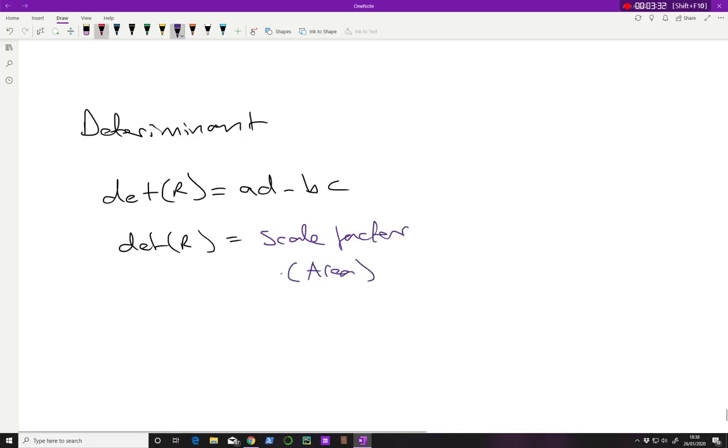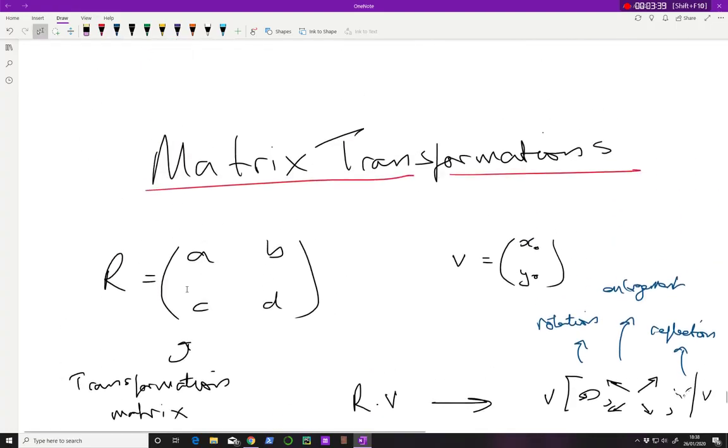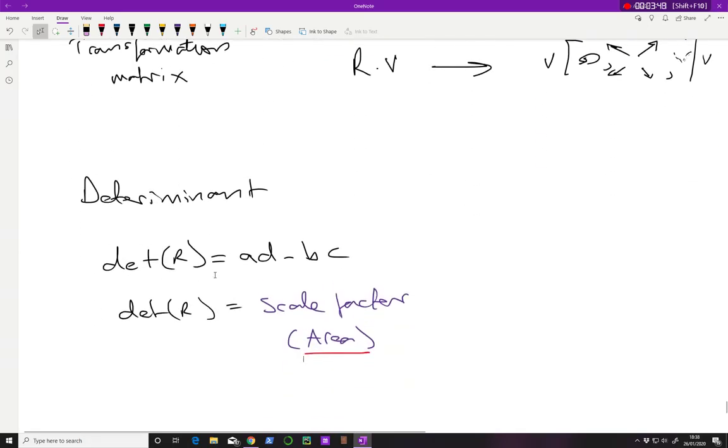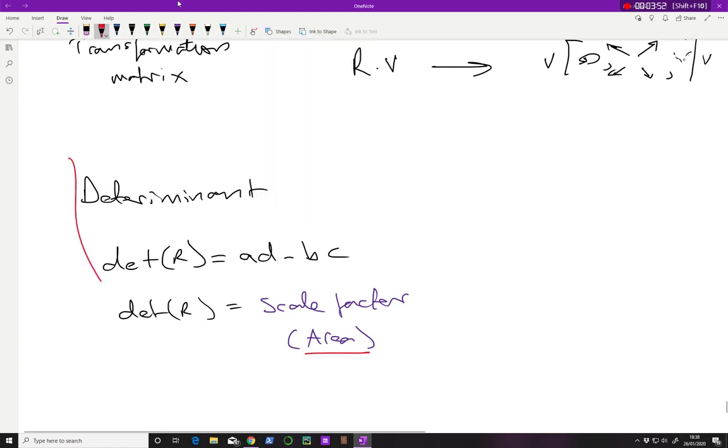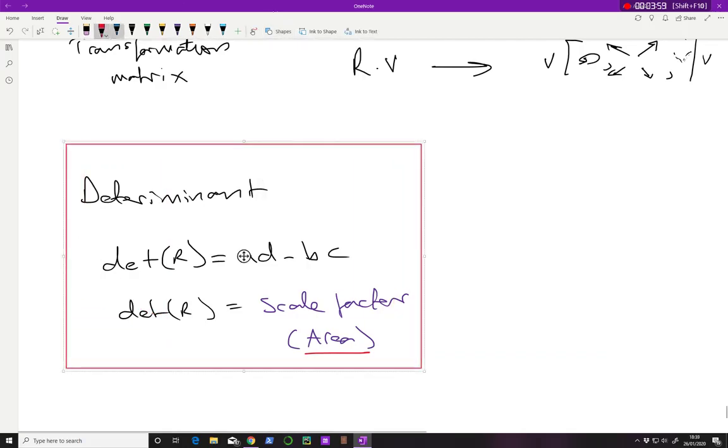Now, this is very important, the fact that I've written an underlined area. Okay, so when you work out the determinant of any transformation matrix, you are working out the area scale factor of that transformation. That is very important. And I'm going to just box that in red because I'm going to write another thing here.